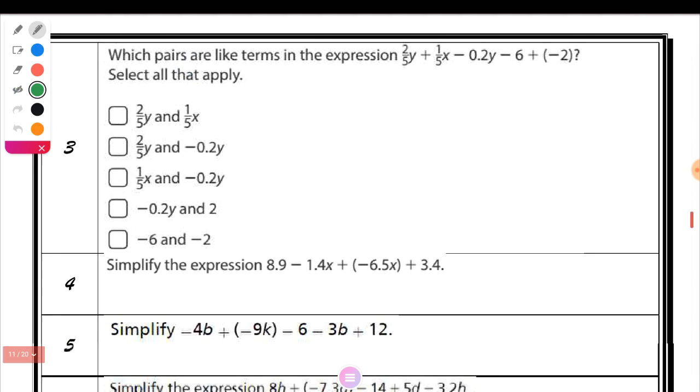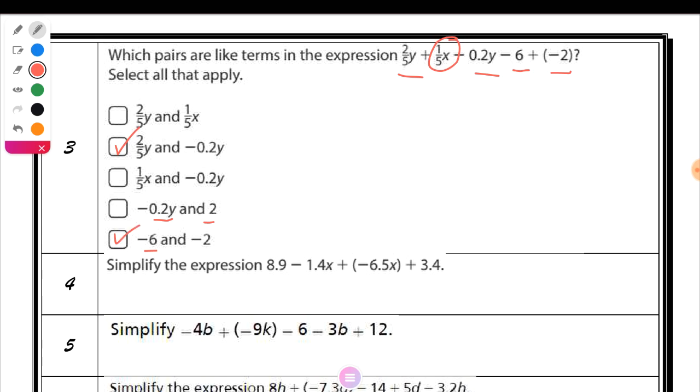Again. Which pairs like terms? What are the like terms here? I think it's y, 6, 2. X doesn't have any like terms. So I can choose number 2. X, y, we don't collect x and y. So 1 and 3 are wrong. 4 is wrong. Also, we don't collect y and negative 2, no. But I can collect negative 6 with 2. So it's right. So second and fifth are right.